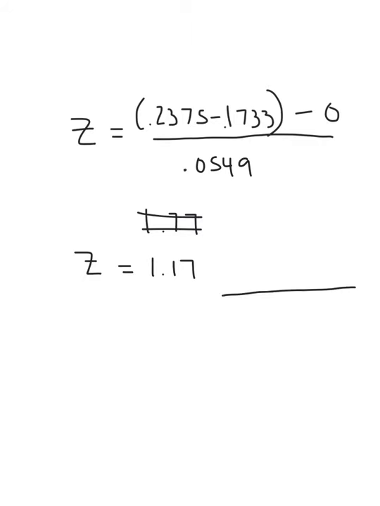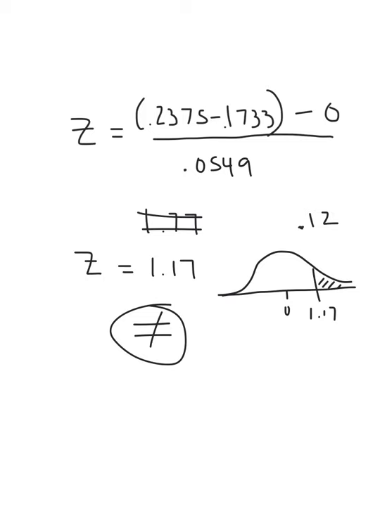So remember, I love drawing these pictures. Right here we are at 0, and we're at 1.17 standard deviations. How much of the area is above that? Well, I put it in normal CDF, subtracted from 1, and I get 0.12. Now don't forget, this was a two-tailed test, right? So we want to know on both sides. So we got to multiply it by 2. So of course, 2 times 0.12 gives us 0.24.